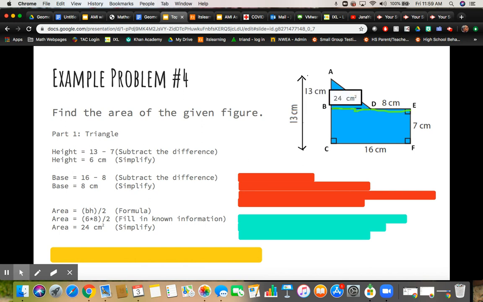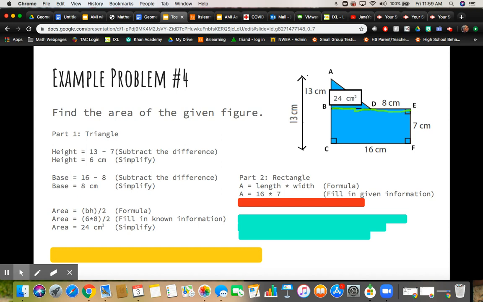Now that I know the area of my triangle, I can find the area of my rectangle. The area of my rectangle, we know, is length times width. We already have that information, so let's just go ahead and plug it in. And now we can simplify it. So my area is equal to 112 centimeters squared.